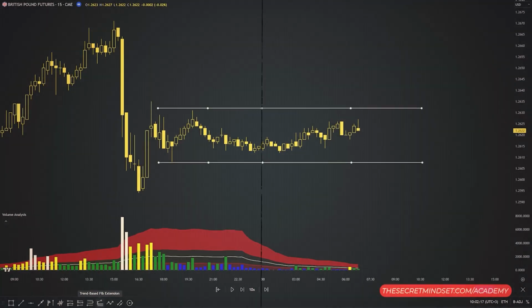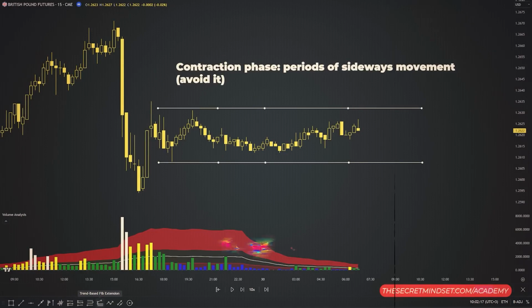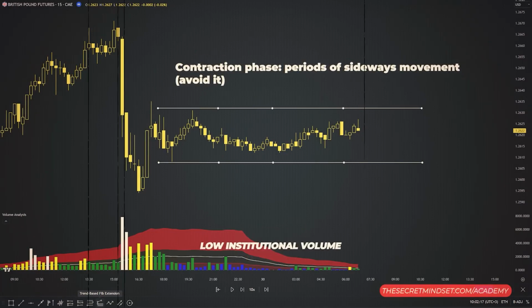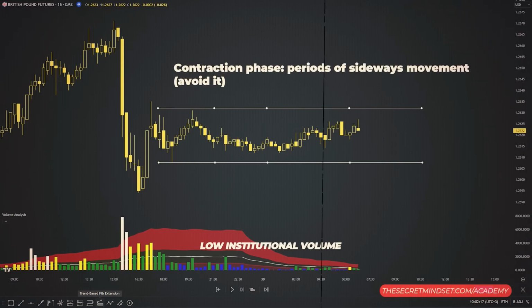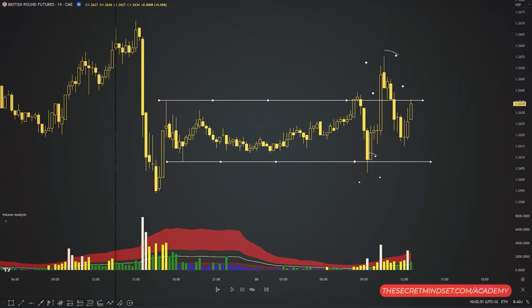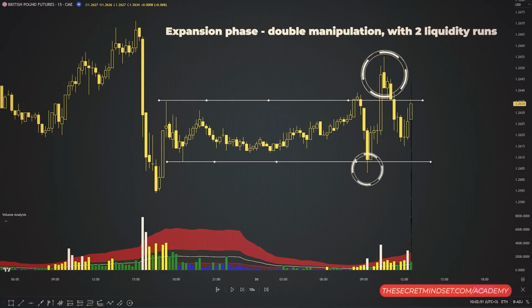One more example. During the contraction phase, you'll see periods of sideways movements. You'll notice low institutional volume. As a beginner, it's wise to avoid the contraction phase. Then we have the expansion phase, the double manipulation, with two liquidity runs.